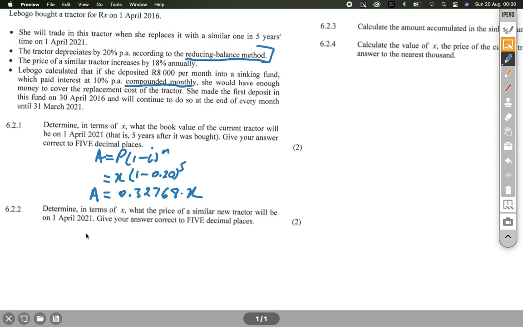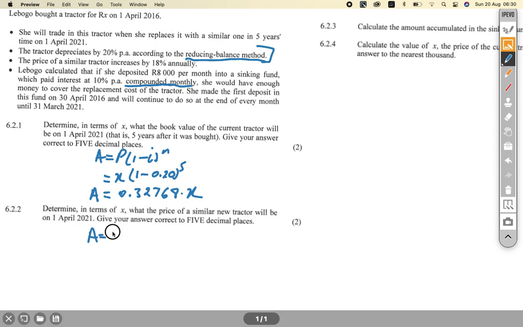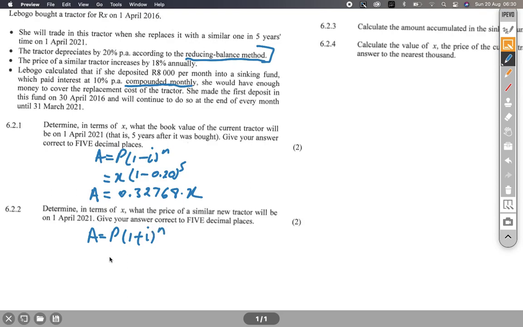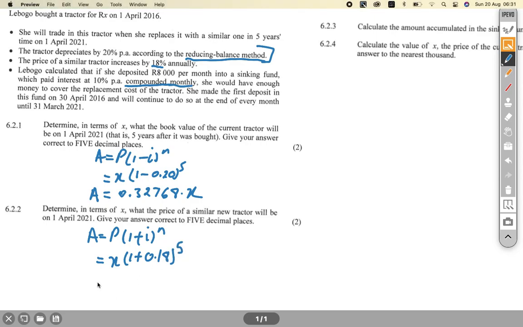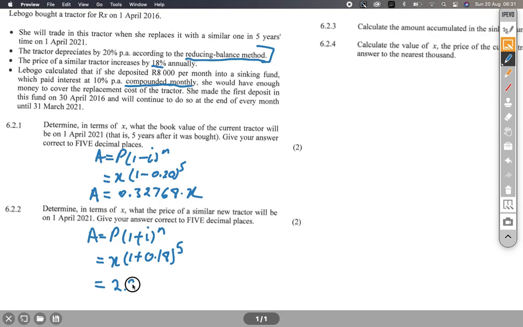Okay, so now it's appreciating, so we have to use the positive sign, and then our P is X, 1 plus 0.18, since they said increase it by 18%. Then we would have to say n is 5. Then this would just give you 2.28776 multiplied by X.